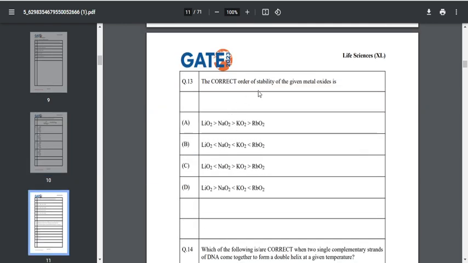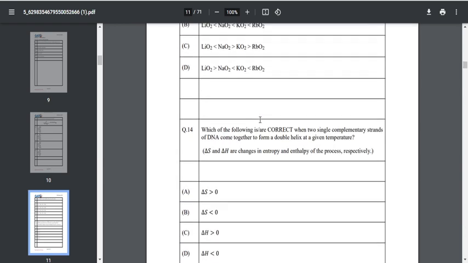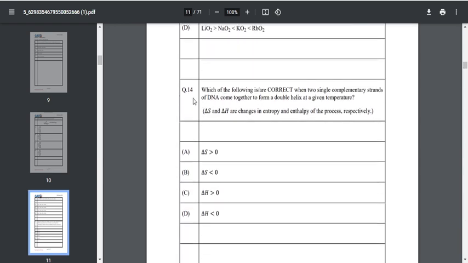Next is, the correct order of stability of the given metal oxide. The correct answer for this question is option number B, because lithium oxide is a highly stable metal oxide. The stability of the superoxide will be changing and the stability of the metal oxide will be different. So you should read the question correctly, only then you will be able to answer this particular question.